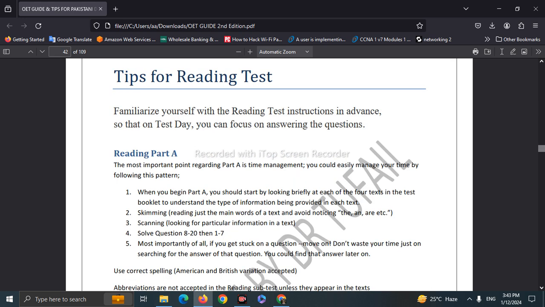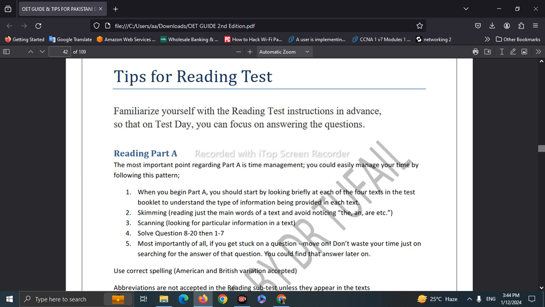Okay, so let's discuss the reading test. We will familiarize ourselves with the reading test instructions in your practice test, so that on test day you can focus more on answering the questions. For part A, you will get only 15 minutes and you have to answer 20 questions.